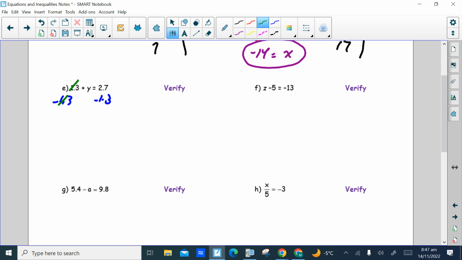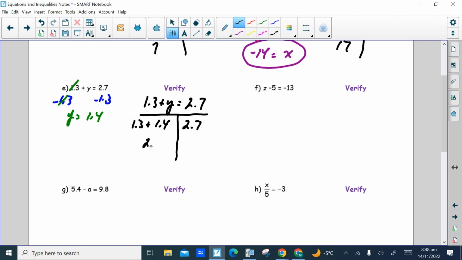So on the left side, the 1.3 take away 1.3 cancels. We'll have the letter y by itself on the left. On the right side, 2.7 take away 1.3 is 1.4. So that's our answer. That's the number we have to use in our check. On the left side, we have 1.3 plus 1.4, which is 2.7. So it checks. You get the same thing on both sides. Shows that our answer is correct. It is the answer that makes the equation true.